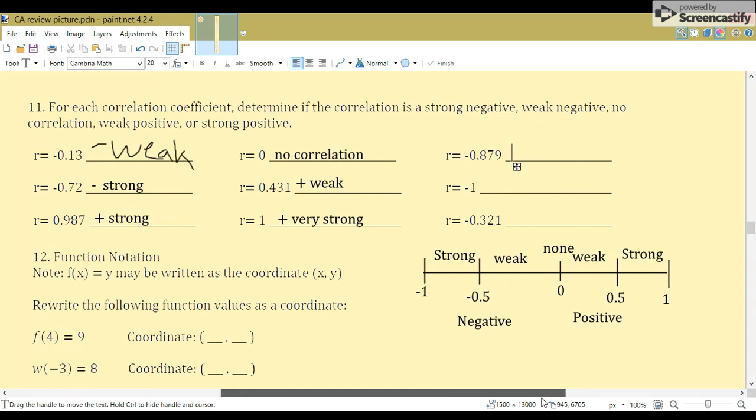Okay, we have -0.879. That's negative, and it is strong. It is far away from 0. R equals -1. Well, that's negative, and it's very strong. It's as far away from 0 as you could get for these. And then the last one, -0.321, that's negative and weak. It's closer to 0.